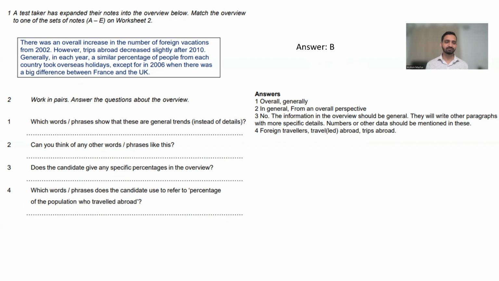Let's look at activity number 2, where we asked you to look at the overview and answer some questions. So the first question was, which words or phrases show that these are general trends instead of details?